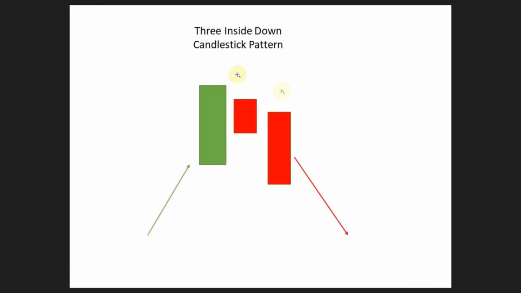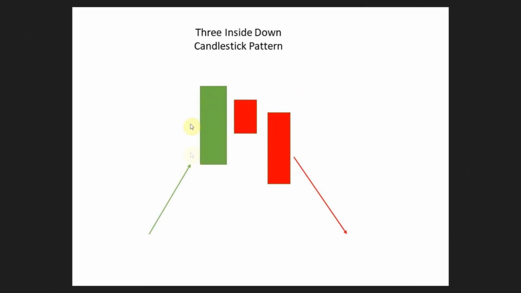The three inside down is a multiple candlestick pattern which is formed after an uptrend indicating bearish reversal. It consists of three candlesticks, the first being a long bullish candle, the second candlestick being a small bearish candle which should be in the range of the first candlestick. The third candlestick should be a long bearish candlestick confirming the bearish reversal. The relationship of the first and second candlestick should be of the bearish harami candlestick pattern.